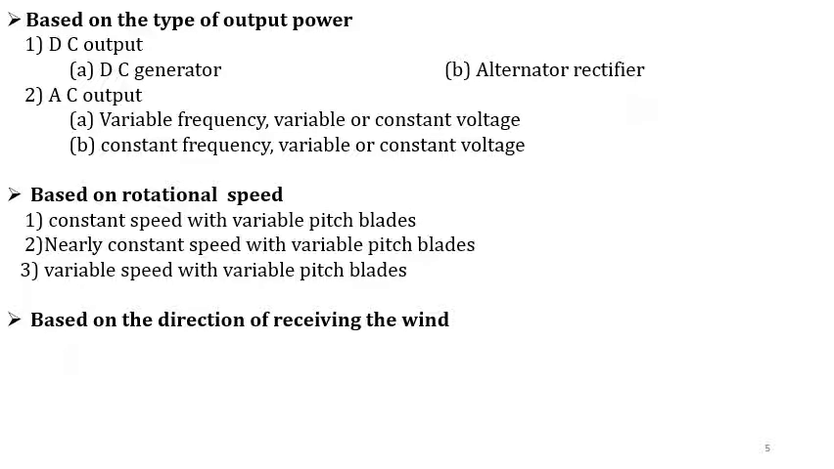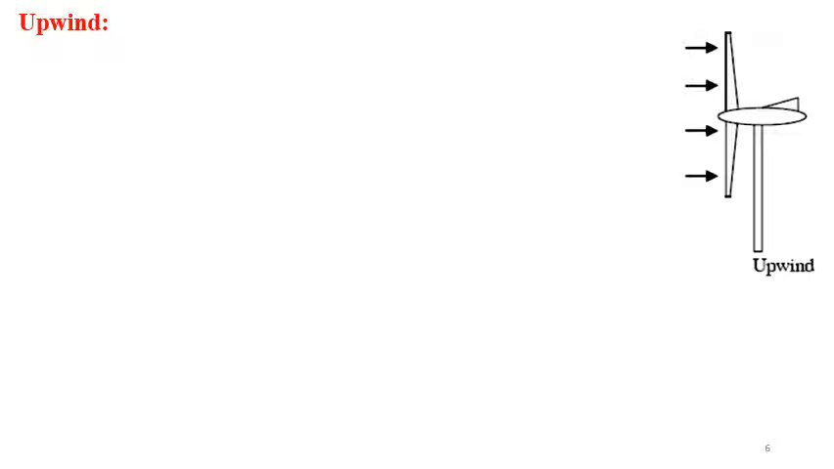It is also classified based on the direction of receiving the wind, whether upwind or downwind. These are the classifications of wind energy conversion. So we will see upwind. What do we mean by an upwind wind turbine?